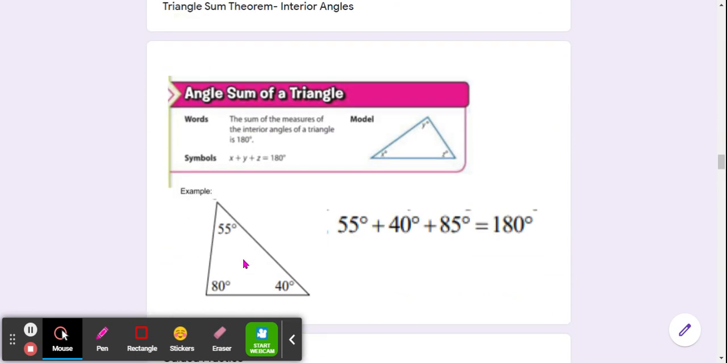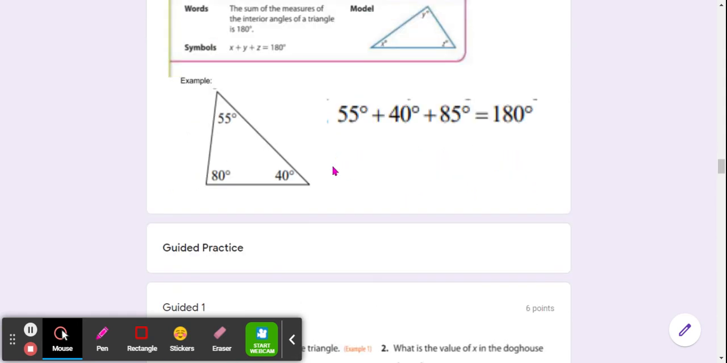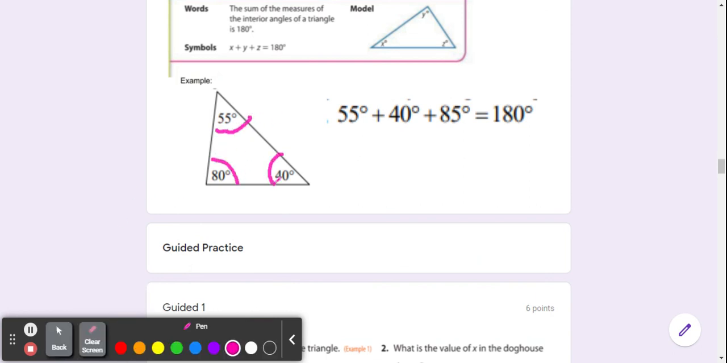All right, so now we're going to look at the triangle sum theorem, the interior angles. This theorem states that the sum of the measures of the interior angles of a triangle is 180 degrees. All that means is if you add up your three angles, you're going to get 180 degrees. For example, if I add this 55 here, this 80, and this 40, I should get 180. You can check it in your calculator.